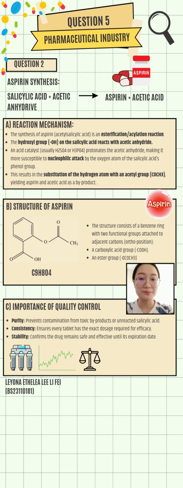B. The structure consists of a benzene ring with two functional groups attached to adjacent carbons, ortho positions, which is a carboxylic acid group and an ester group. C. What is the importance of quality control?